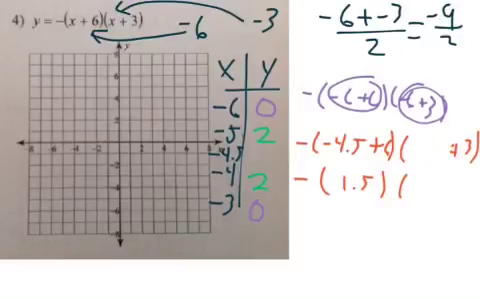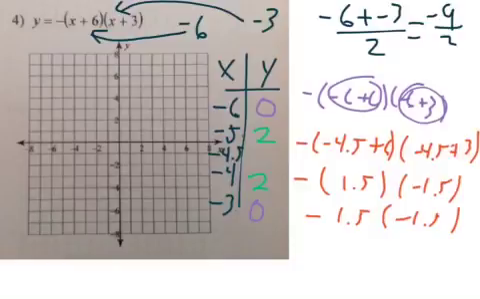Well, that looks a little messy again, doesn't it? I think I'm a little under the weather again. Negative 4.5 plus 3 is negative 1.5. So again, we get the negative 1.5 times a negative 1.5. Well, that's 2.25. All right? And we're ready to graph.